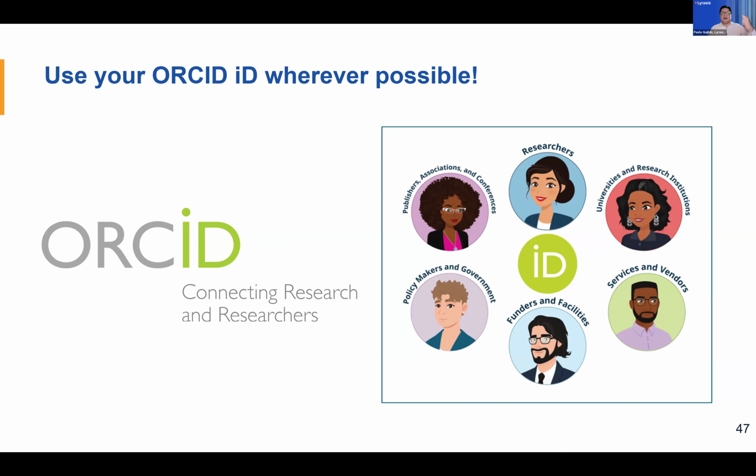Especially, let's say if you're applying for grants, for example, you could connect your ORCID ID with Science CV, and then you can create bio sketches based on the data that you have from your ORCID record, because it grabs the data from your ORCID record to Science CV, and then you can create bio sketches out of that. So we always encourage you to use your ORCID ID wherever possible.